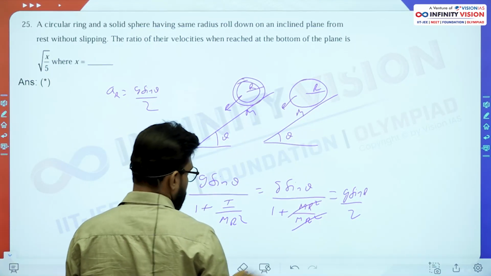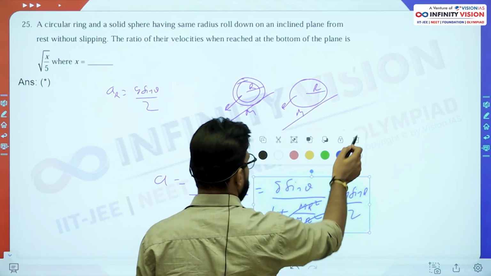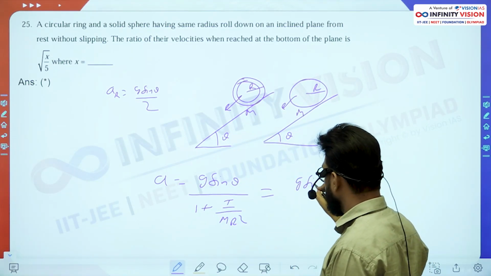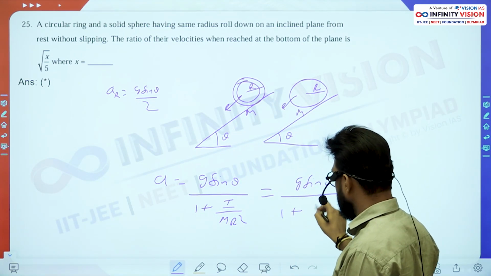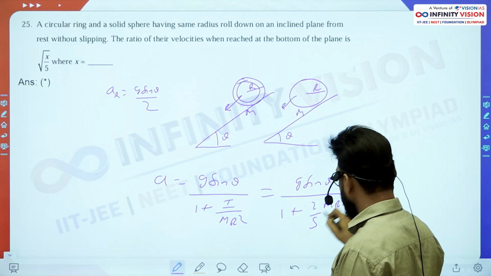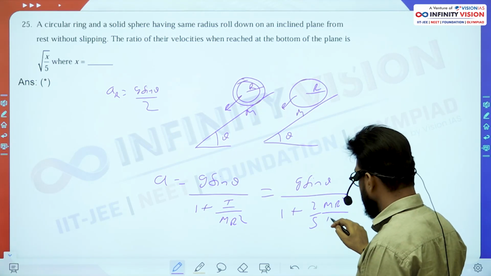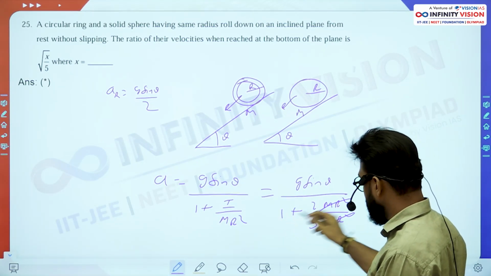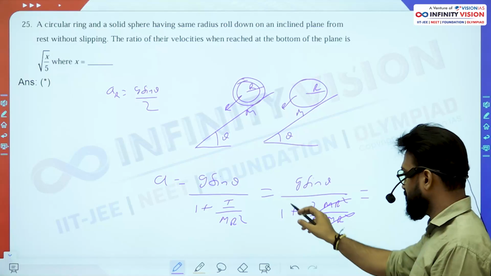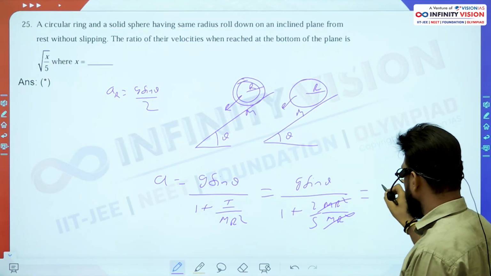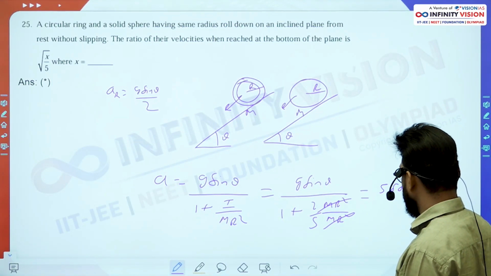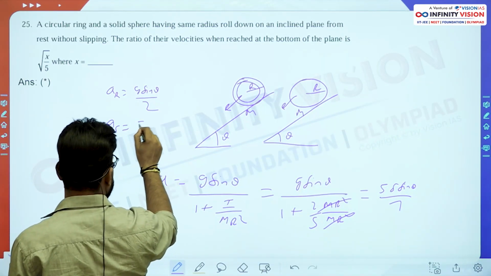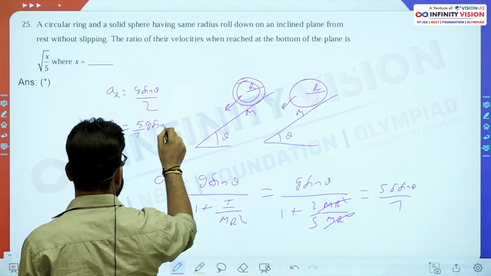Now we're going to calculate the acceleration down the inclined plane for the solid sphere, which is g sine theta divided by 1 plus 2 by 5 mr square by mr square. The solid sphere's moment of inertia is 2 by 5 mr square. Mr square will cancel out, so you'll get 1 plus 2 by 5, which comes out to be 7 by 5. So 5 will go up, so 5 g sine theta by 7. The acceleration of the solid sphere is 5 by 7 g sine theta.